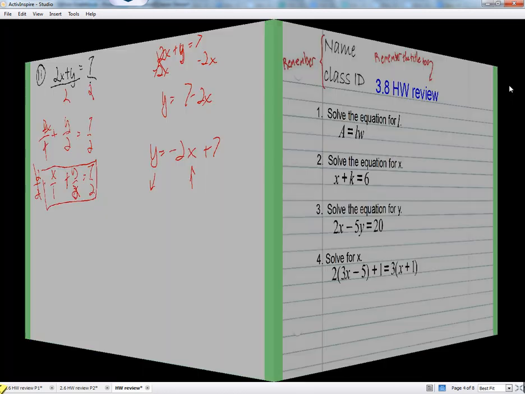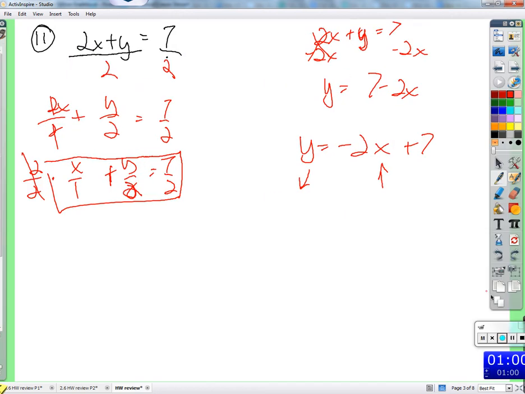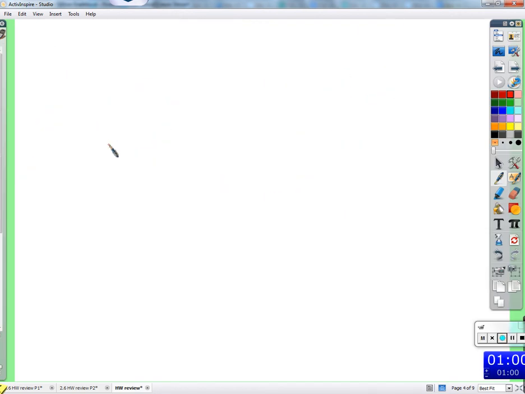There we go. Okay, so number 14 is next. Minus 2y. Again, right? y is a function of x. Well, should we do 14 or 19?